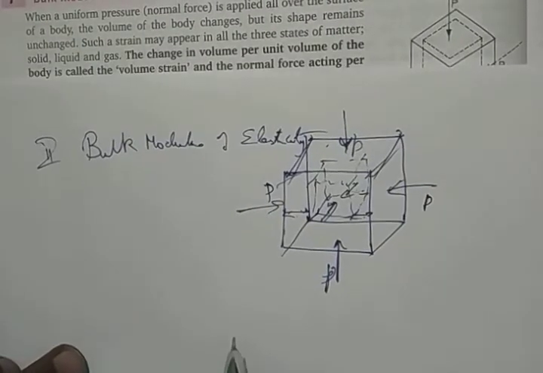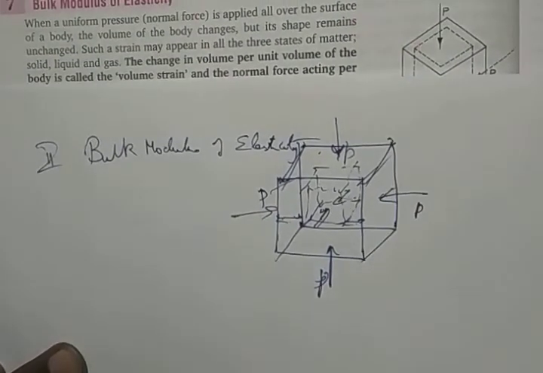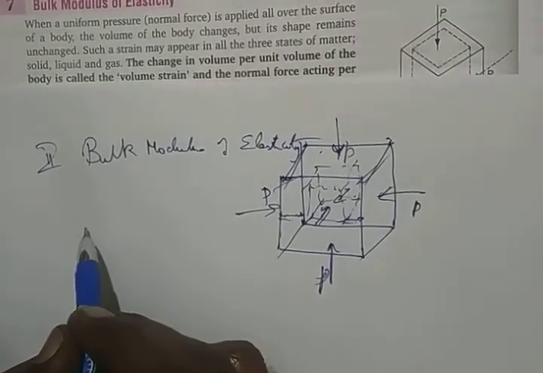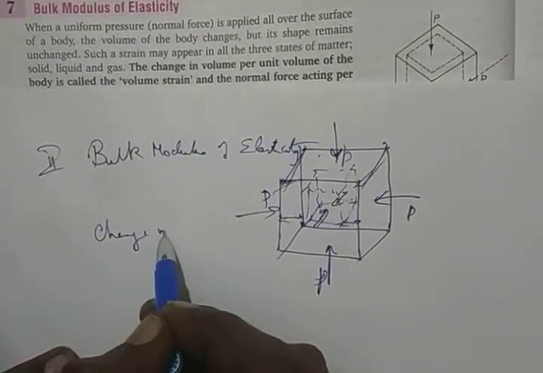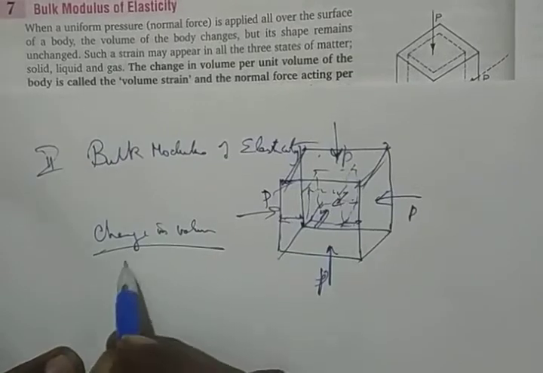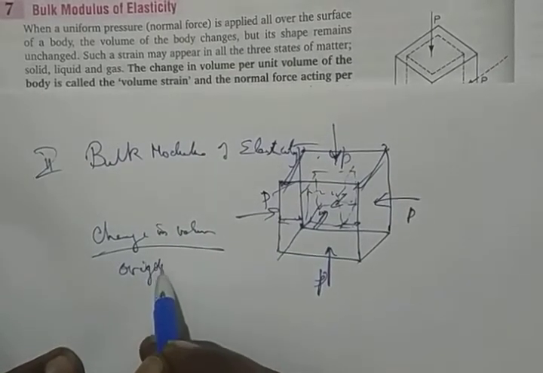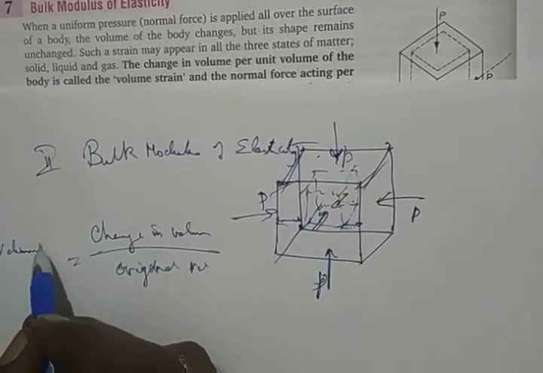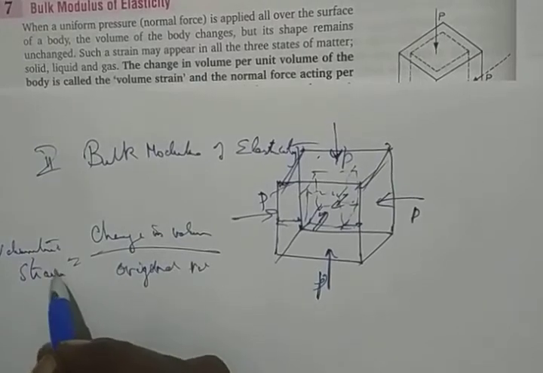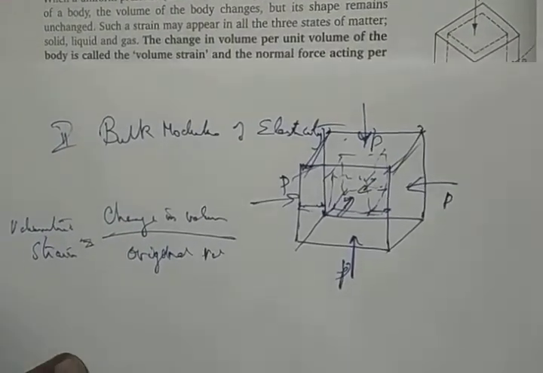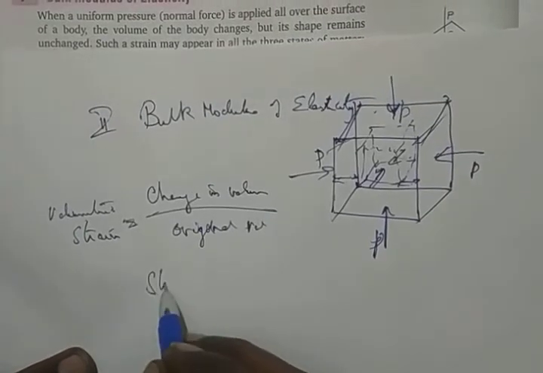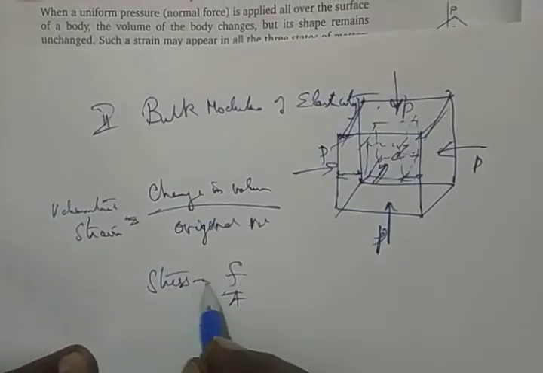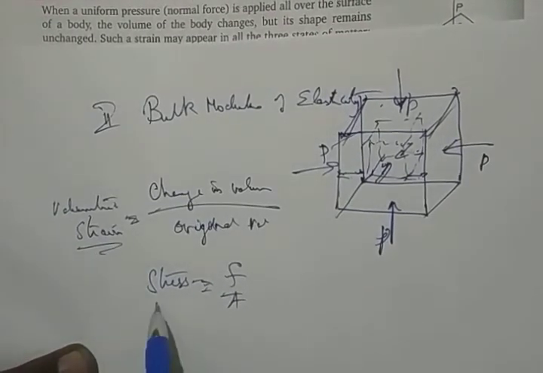So what is the first visible change that is taking place? It is called change in volume. Change in volume to the original volume, what is this called? Volumetric strain. That definitely takes place. Why is it taking place? Because of the stress, which is called force per unit area. Alright, so volumetric strain is there, stress is there.